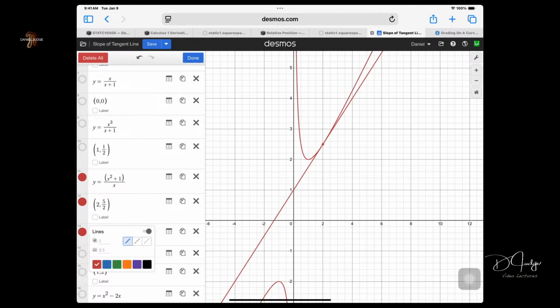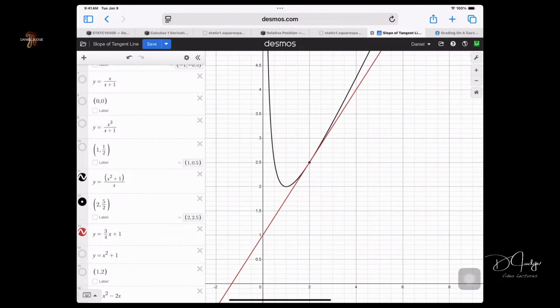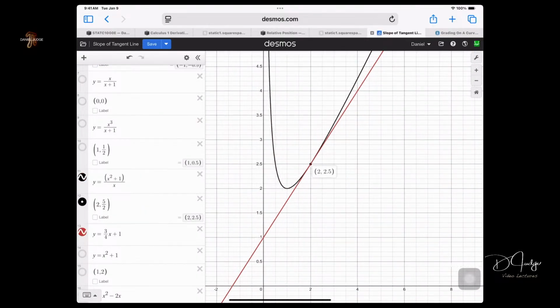I can change this color if you need it, so you can see every detail. That's the equation of the line tangent to the curve at that location, 2, 5/2. So I want to share that with you guys.